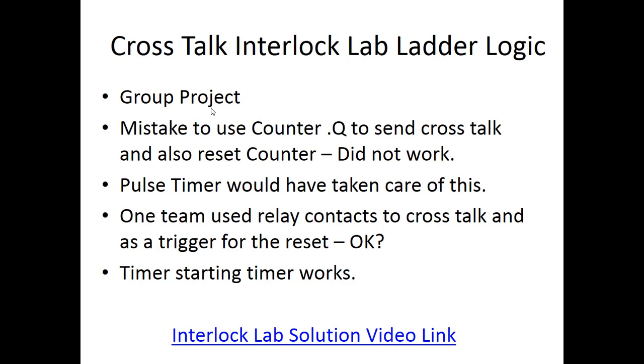So the purpose of that was the group project. And now we have the capstone coming up in a couple weeks, and that's a big group project where you're expected to work together with a team. And so the mistakes we had was they used the counter.Q to send a crosstalk and also to reset the counter. So it never got the crosstalk going because the .Q gave me an immediate read of this and reset it. That didn't work. I recommend using a bit, M, and then tying that to the counter reset.